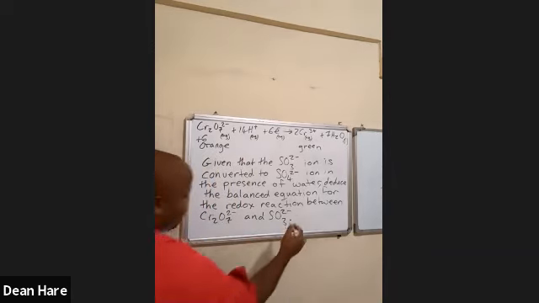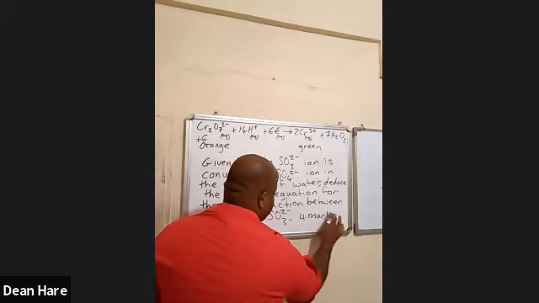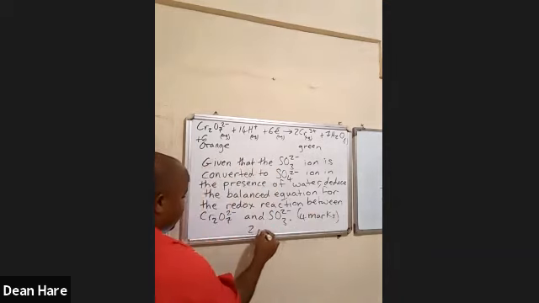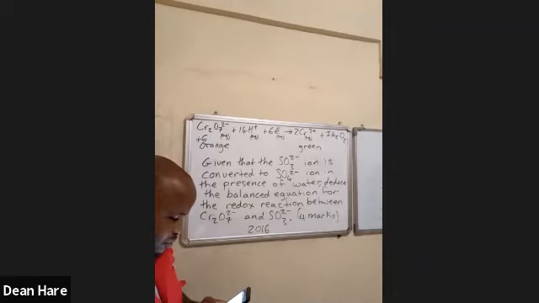And this is for 4 marks, and it's from the 2016 course paper. So I'm going to give you, it's now 6:54, I'll give you 5 minutes. I think 5 minutes is enough for you to write the balance equation.